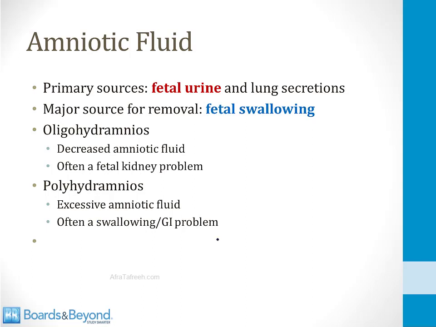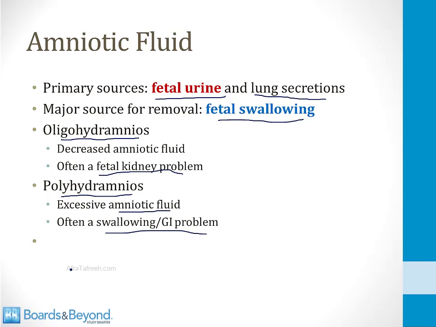In the next few slides, I'll talk about problems related to amniotic fluid. So the primary source of amniotic fluid is the fetal urine, with a little bit of extra fluid coming from lung secretions. The major source for removal of amniotic fluid is fetal swallowing. So if you know this, then it's easy to understand that oligohydramnios, which is decreased amniotic fluid, occurs when there is a fetal kidney problem. And polyhydramnios, which is excessive amniotic fluid, occurs when there is a swallowing or GI tract problem.